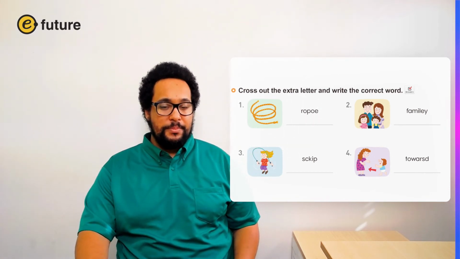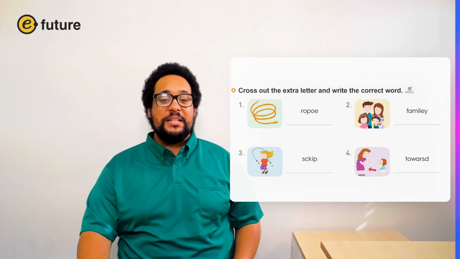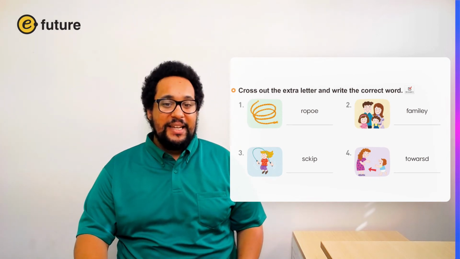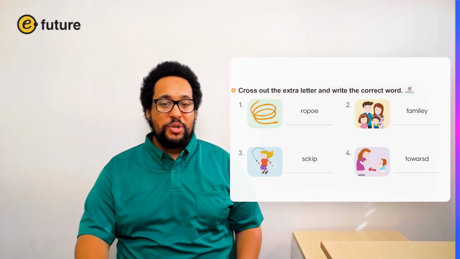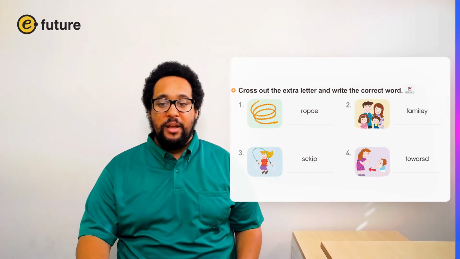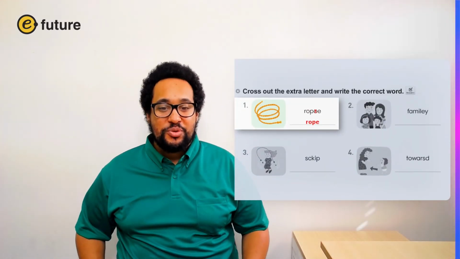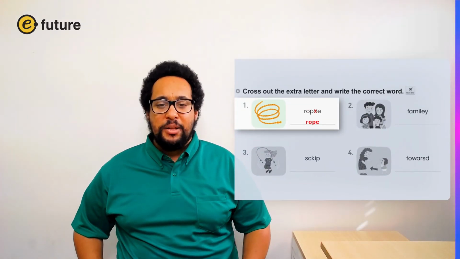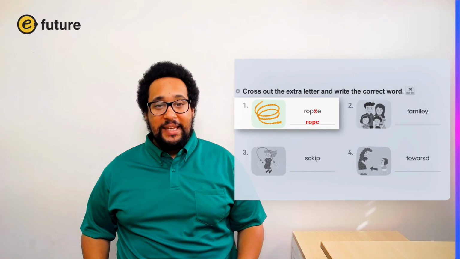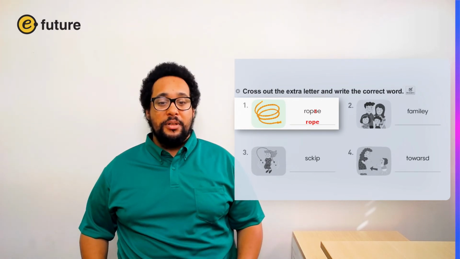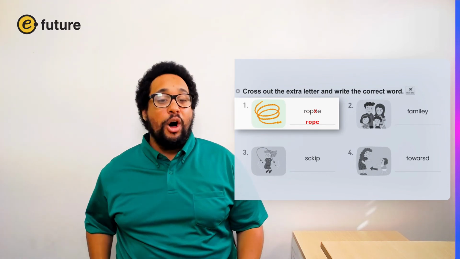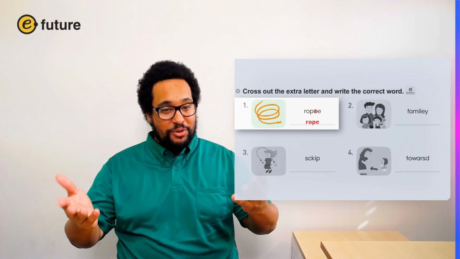What is this picture? That's right, it's a picture of rope. So, which of these letters is extra? Which letter does not belong in this word? Very good. It is that extra O there. How do we spell rope? We spell it R-O-P-E, rope. Excellent work. Okay, I want you to complete the other 3 on your own. Ready? Go.